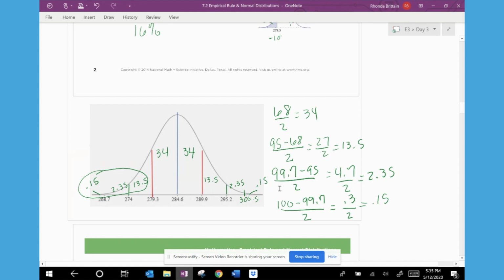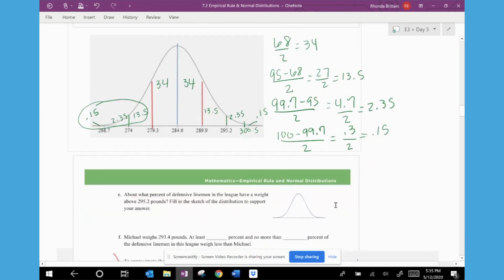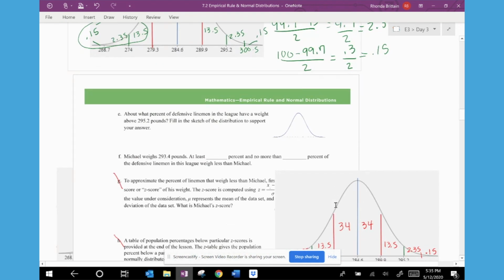Now, moving on to the next page, we're going to look at part E, which says about what percent of defensive linemen in the league have a weight of 295.2 pounds. Fill in the sketch to support your answer. So we know that 295 was 2 standard deviations above the mean. So we can mark that. There's my 295.2. And it's asking us for the value above that.